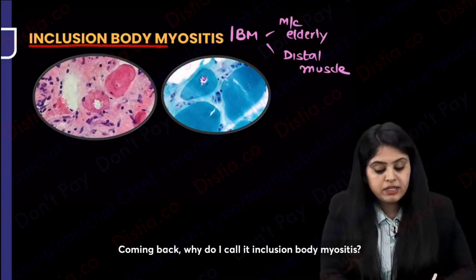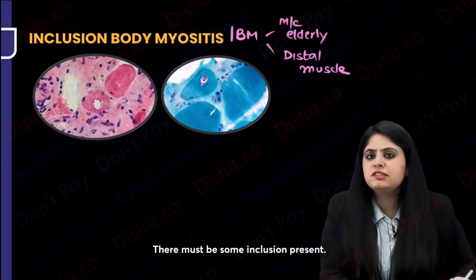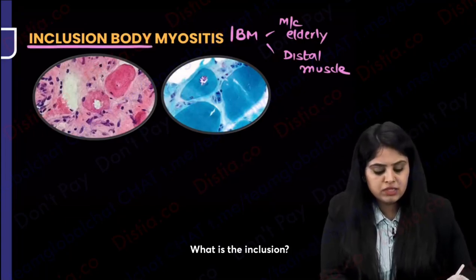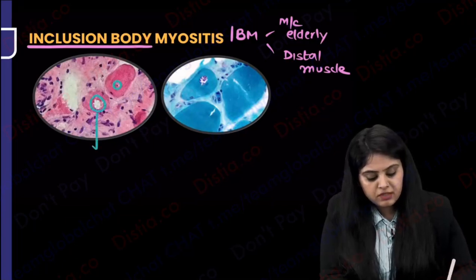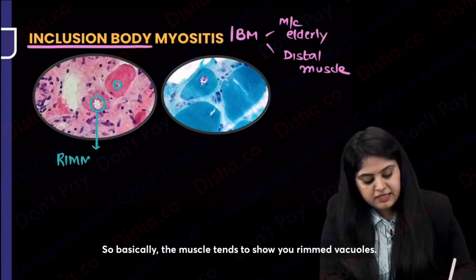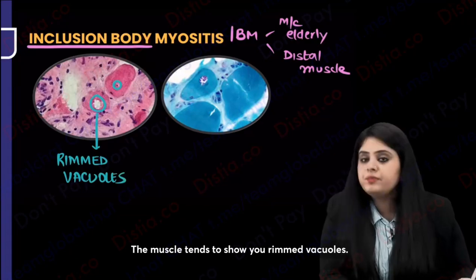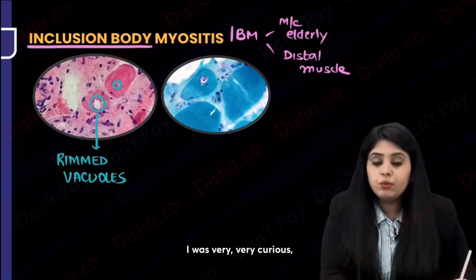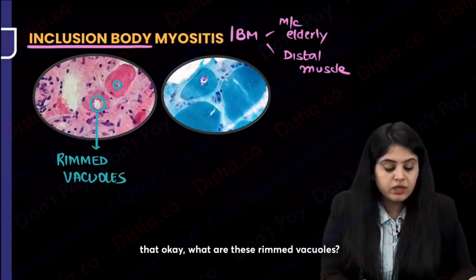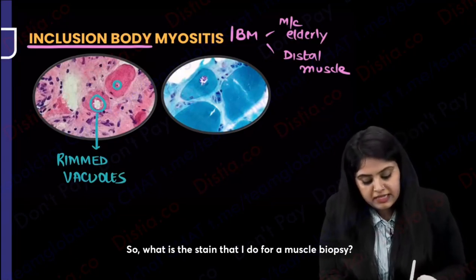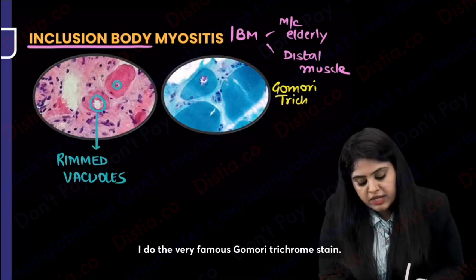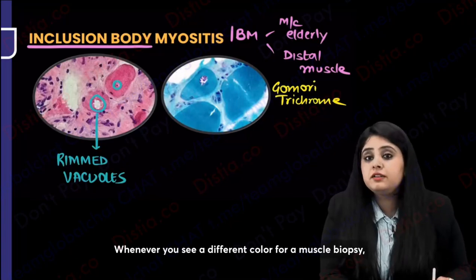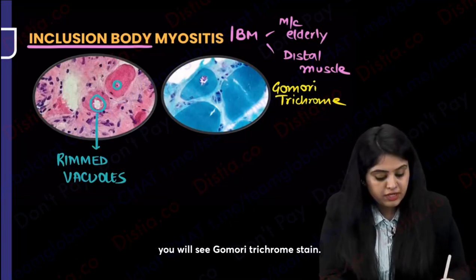Coming back, why do I call it inclusion body myositis? There must be some inclusion present. What is the inclusion? Yeah, I could see there is some round structure in the center. So basically, the muscle tends to show you rimmed vacuoles. I was very, very curious, okay, what are these rimmed vacuoles? So what is the stain that I do for a muscle biopsy? I do the very famous Gomori trichrome stain. Whenever you see a different color for a muscle biopsy, you will see Gomori trichrome stain.